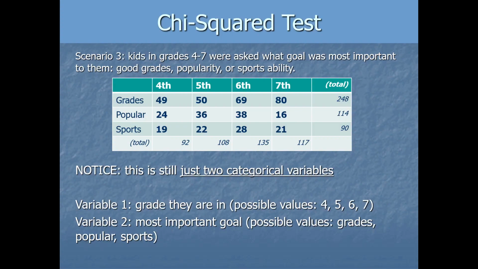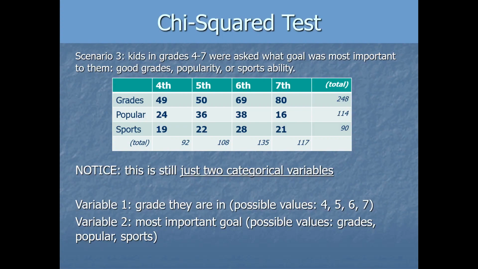I would set one variable up on the left of the table, the other variable on the top of the table, and again, you'll count up how many people fall into each of those cells. So how many 4th graders say that their grades are the most important to them? And that's 49 of all the total 4th graders, which is 92 of them, right, in our study. How about among the 6th graders? There's 165 total 6th graders, right? But 69 of them said grades are the big goal, 38 said popularity, and 28 of them said sports. So you get the idea.